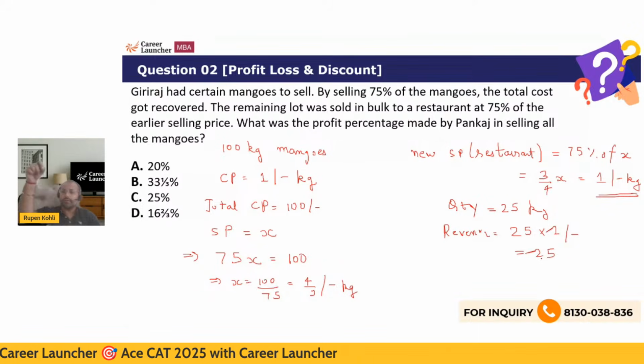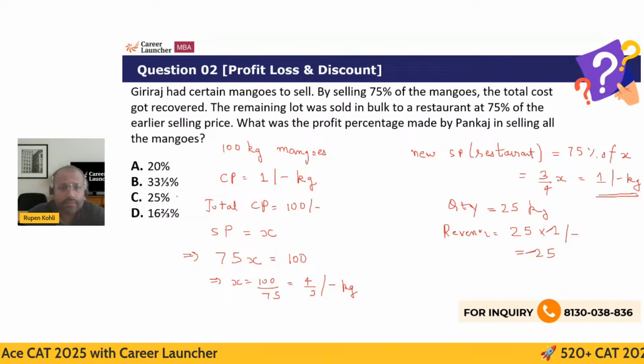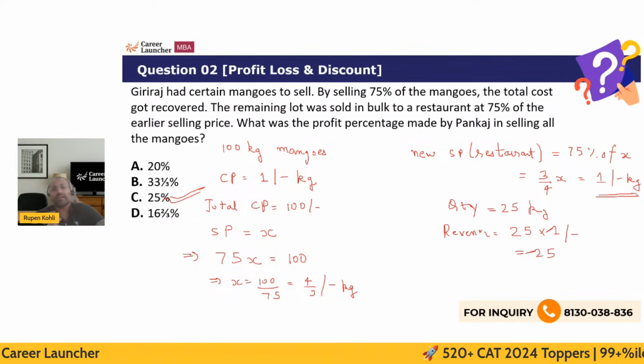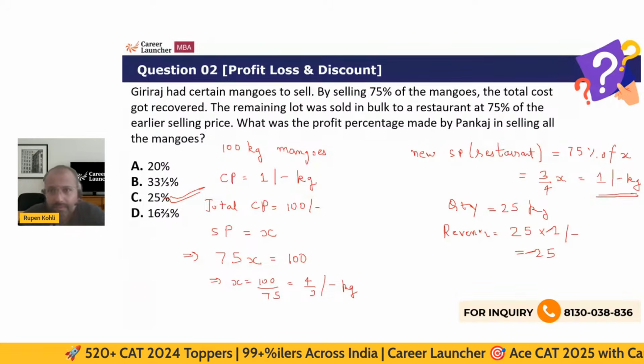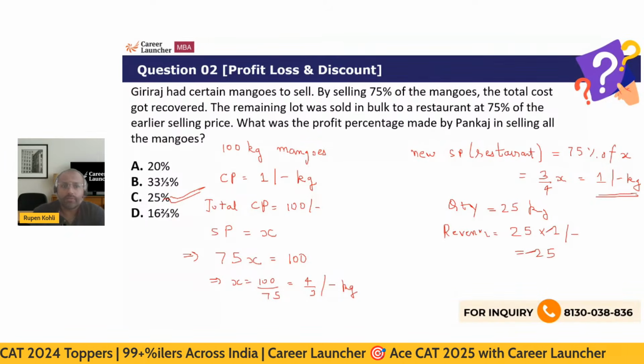Now his 25 rupees becomes the profit. So effectively, what is his profit percentage? That is what is being asked. Simply 25%, right? That's what he made out, right? The profit percentage made by Pankaj in selling all the mangoes is 25%.